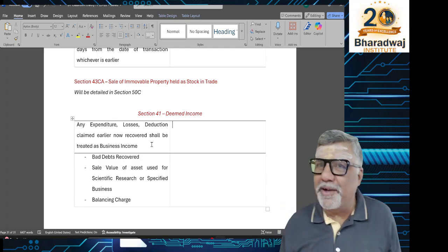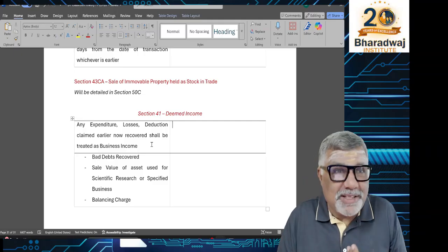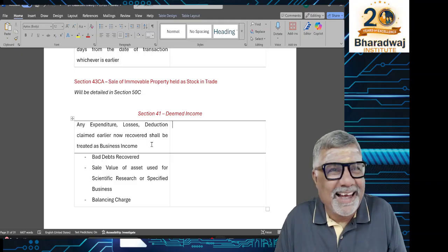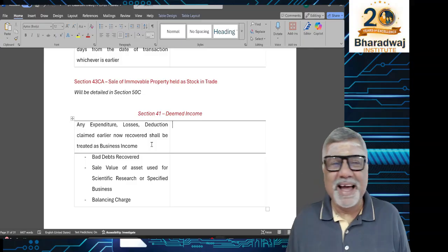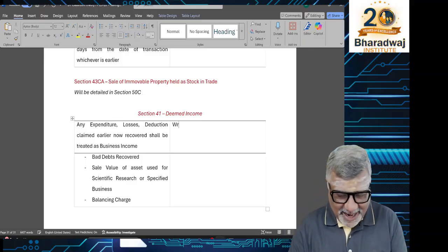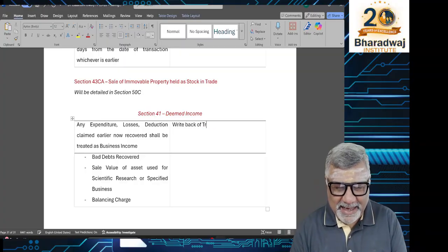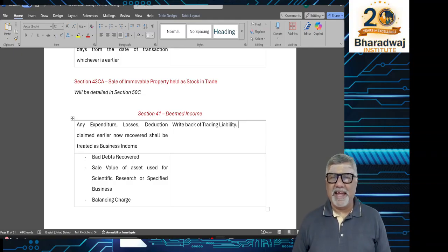What if you don't pay your creditor? Is there a term in accounts? You cannot say bad creditor. It is like confession. Income tax law is not ready to believe that. Write back of trading liability.